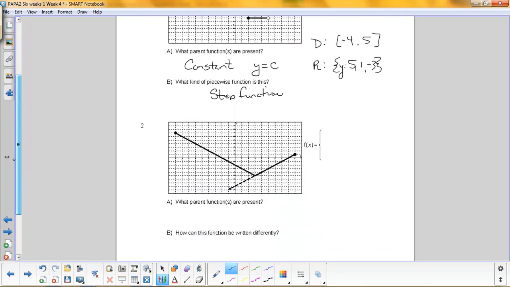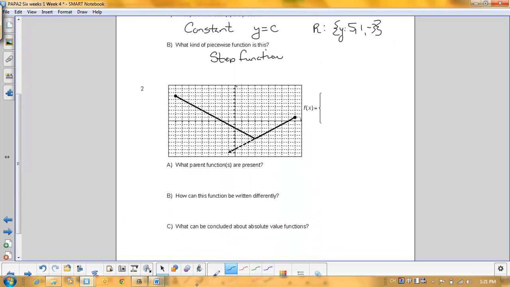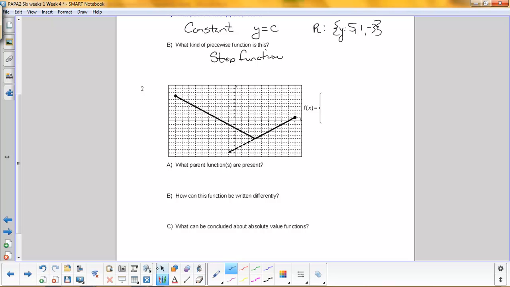Example number 2. Example number 2 does not contain this on your notes. Sorry, I didn't delete that from earlier. Alright, example number 2 looks like this.